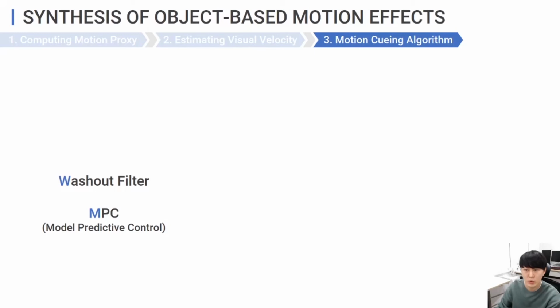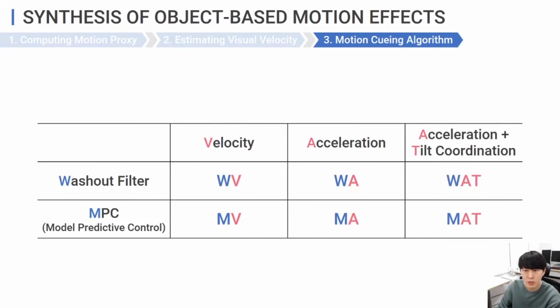The third step is the motion cueing algorithm. This step uses the visual motion of the motion proxy to produce motion commands. To represent the motion in the limited workspace of the motion chair, we adopted two approaches, washout filter and model predictive control. We designed 3 algorithms using each approach while considering visual and vestibular perception. We adopted MPC for our algorithm, which showed the best perceptual quality in our experiment.